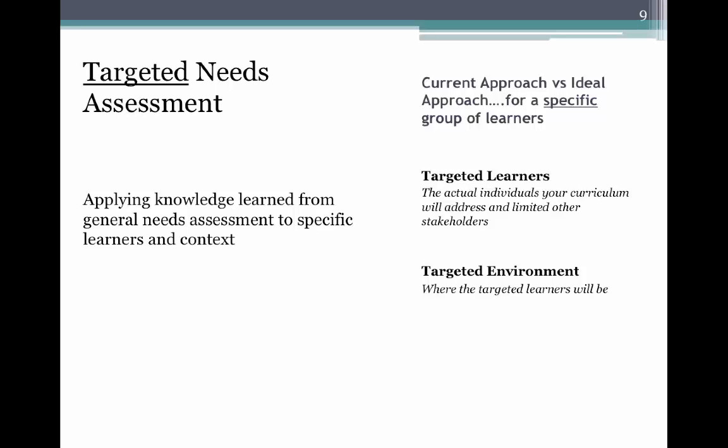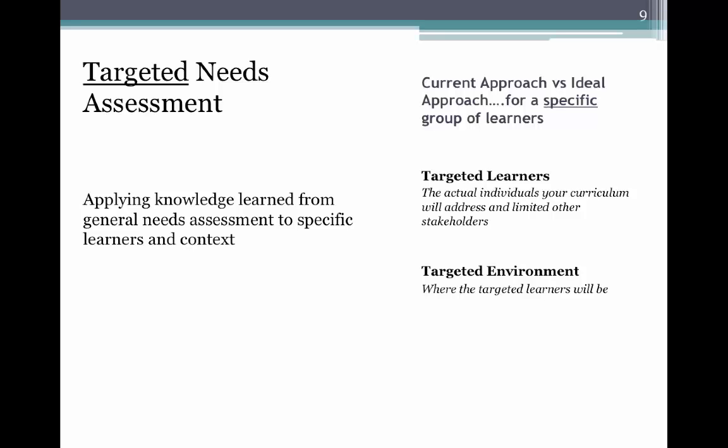Now we move on to the second step in Kern, the targeted needs assessment. The targeted needs assessment refers to specifically targeting the learners, the people that your curriculum will address. In a targeted needs assessment, we discuss what is going on with the problem that has been identified for that very specific group of learners, and the difference between the ideal and the actual approaches in their experience.